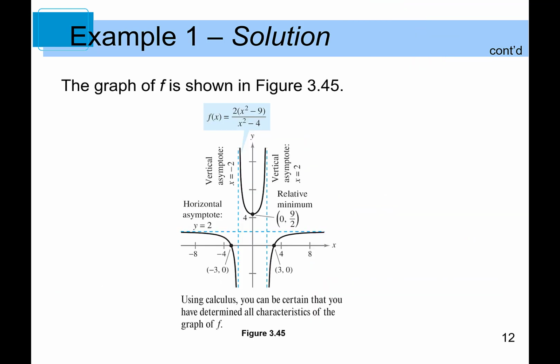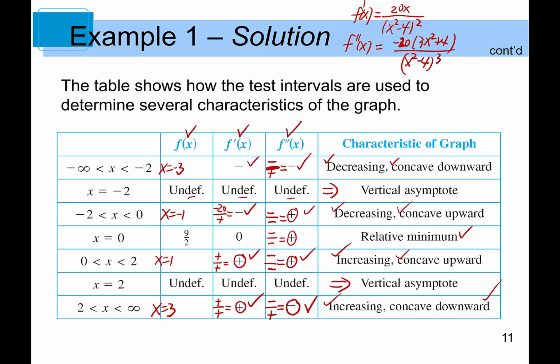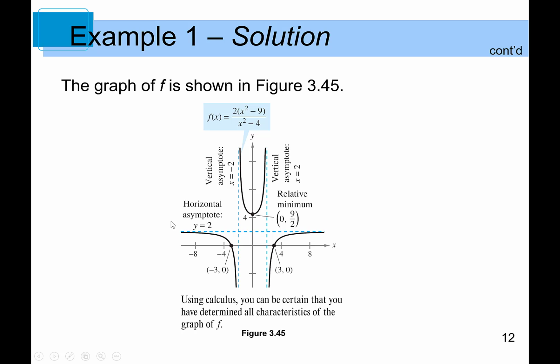And this is actually our graph. You can also get it from a graphing calculator or Maple. It's very easy to get this. As you can see, the graph matches the summary from the table. So from negative infinity to negative 2, those two, x equals negative 2 and 2, are the vertical asymptotes.